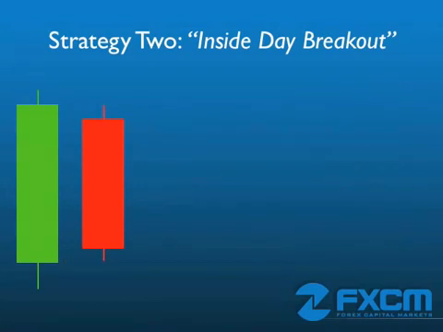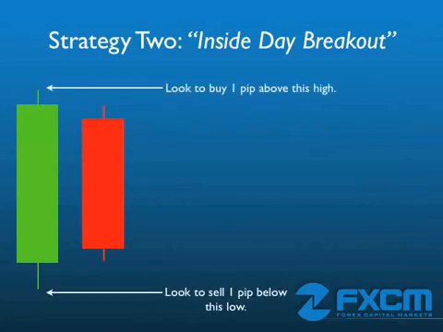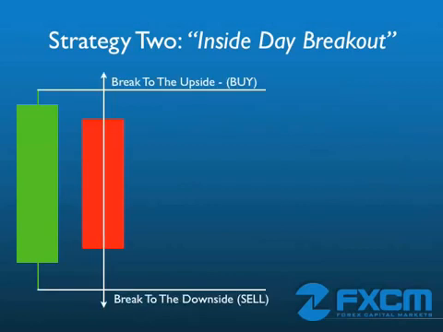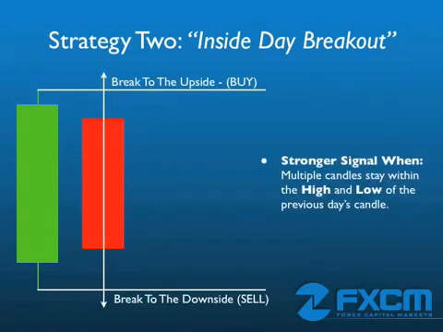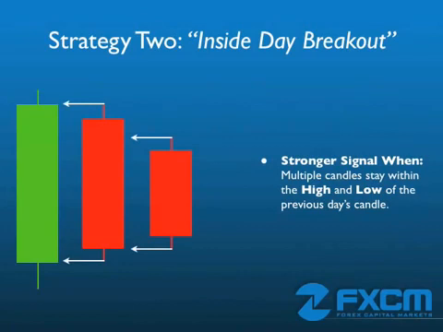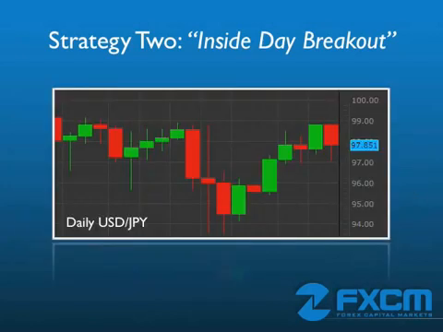When this candlestick pattern emerges, traders will look to buy 1 pip above the high of this candle, or to sell 1 pip below the low of this candle, in expectation that the price will break out of the previous high and low. The strategy becomes even more reliable when you have 2 or more candlesticks that establish this condition. Here are 2 consecutive candles that meet this condition. And here are 3 consecutive candles that meet this condition.